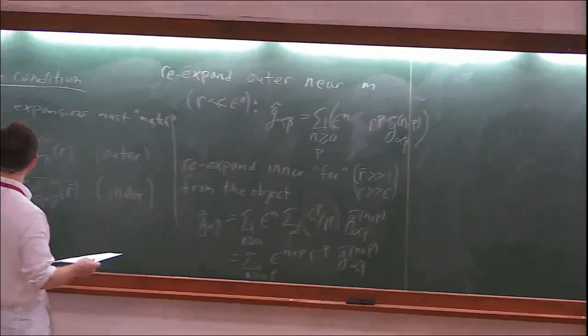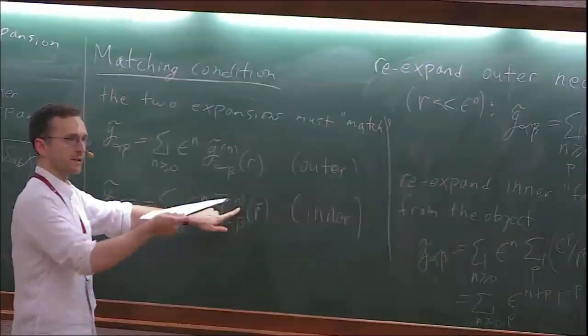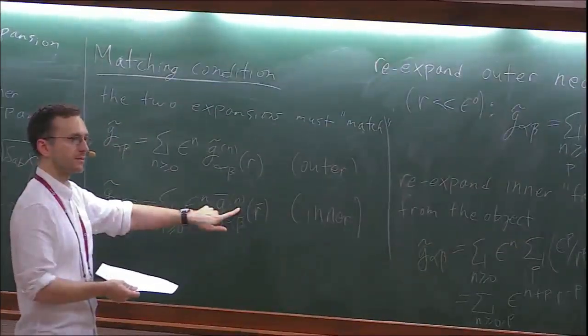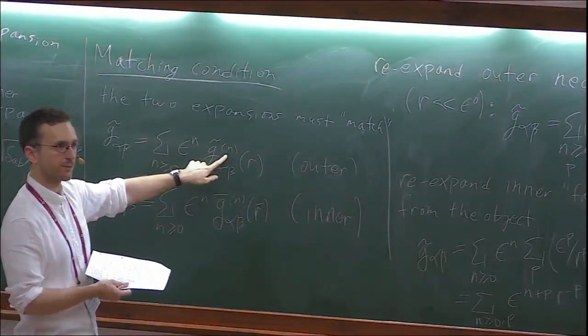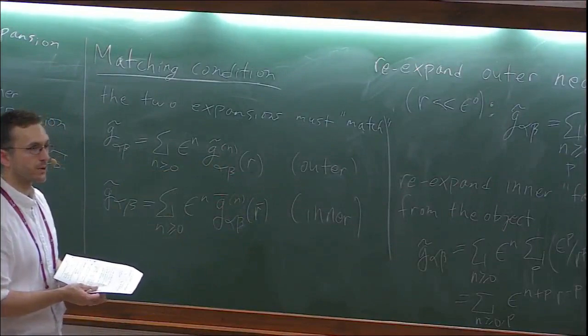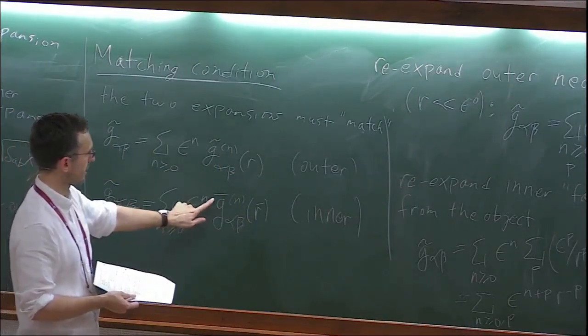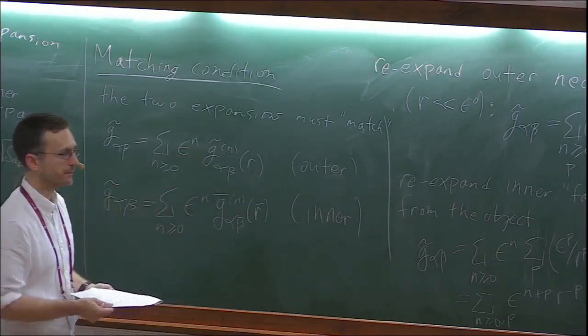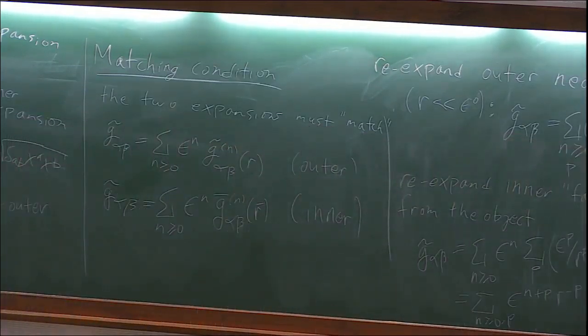So G bar 0 here is G object. G tilde 0 is just G. What's that? Yes, bar down here, tilde up there. Okay, so these need to agree term by term.